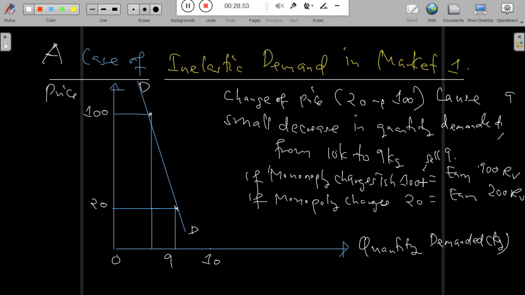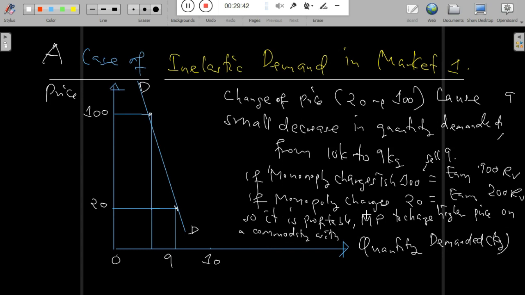So if a monopoly charges a higher price of 100, it will earn 900 revenue. That is obtained by taking 9 times 10, which gives you the total revenue. But when a monopoly charges a price of 20, it will earn 200 revenue. This means that it will be a low revenue when you compare it with charging a higher price of 100. Remember, total revenue is obtained by taking price times quantity. When you take 10 times 9, it equals 900. And when you take 20 times 5, that is equal to 200 revenue.